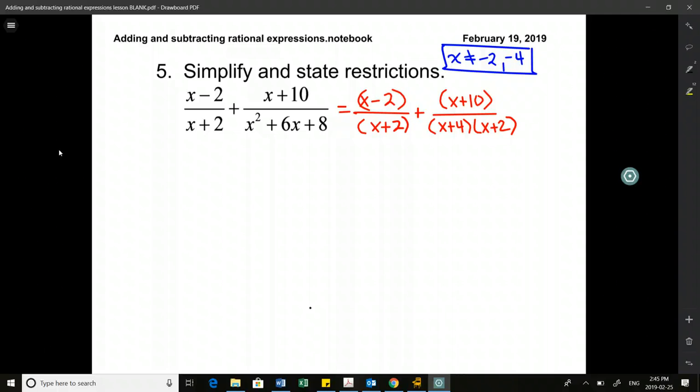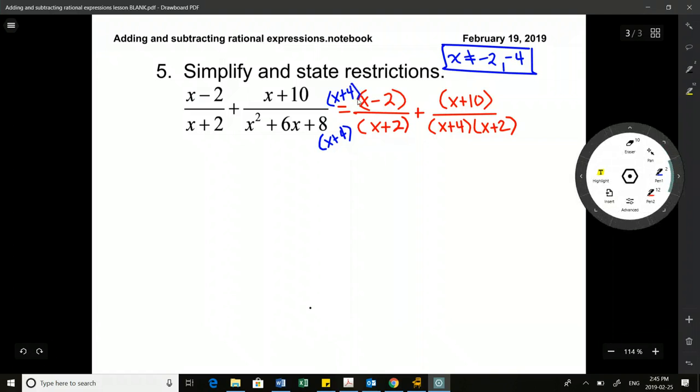Okay, and then we're going to go to the find the common denominator step. So we need an x plus 4 on the left. I think that's all that we need. And we're going to put them together.